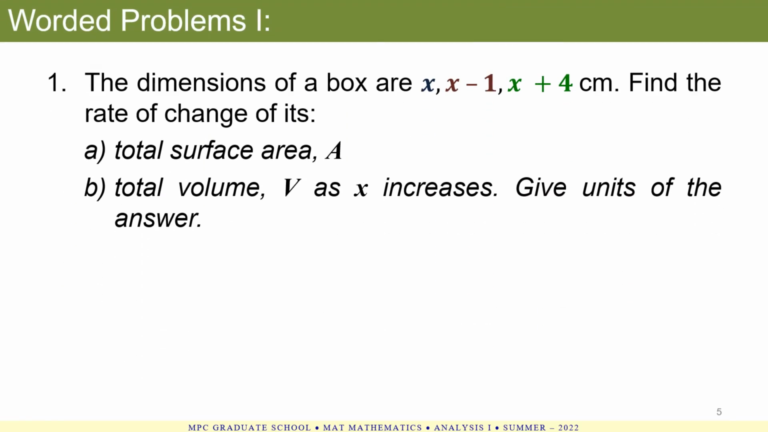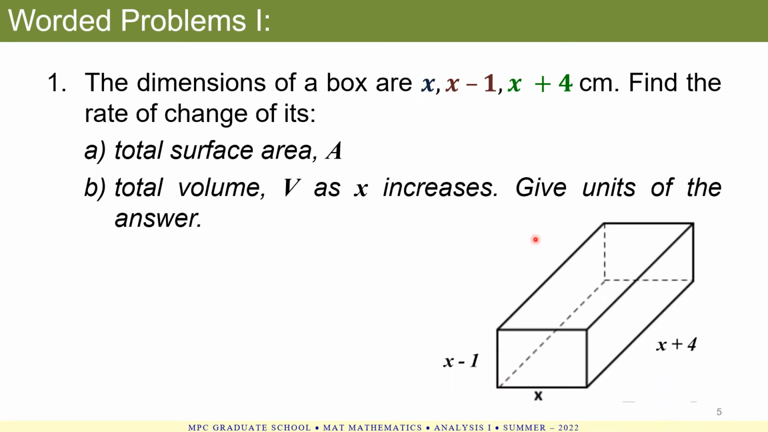Next, worded problem number 1. The dimensions of a box are x, x minus 1, and x plus 4 centimeters. Find the rate of change of its total surface area and total volume as x increases. Give units of the answer. And this is the illustration. So the given dimensions are x, x minus 1, x plus 4.